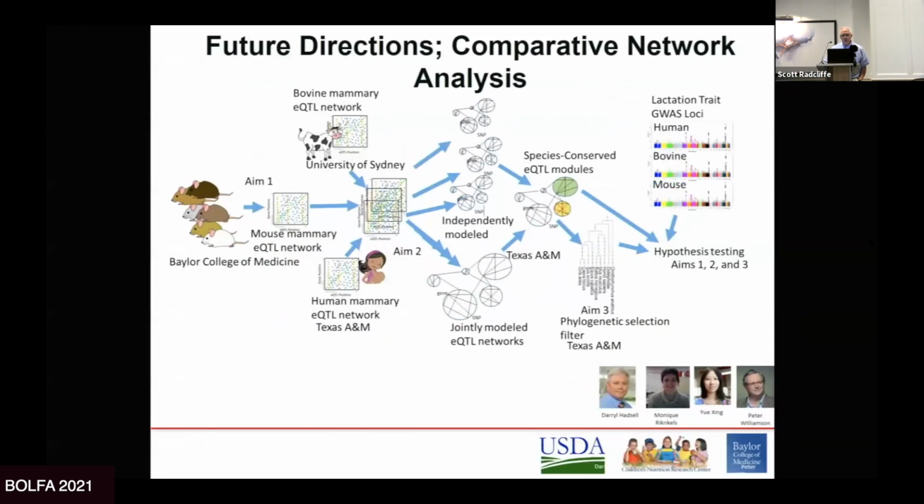And really the future direction here is to integrate expression data, which is shown in those color-coded boxes, from different species, analyze their importance using the networks, and then that should allow you to go back and, if they're species conserved, have something that may be more viable in terms of hypothesis testing for function.